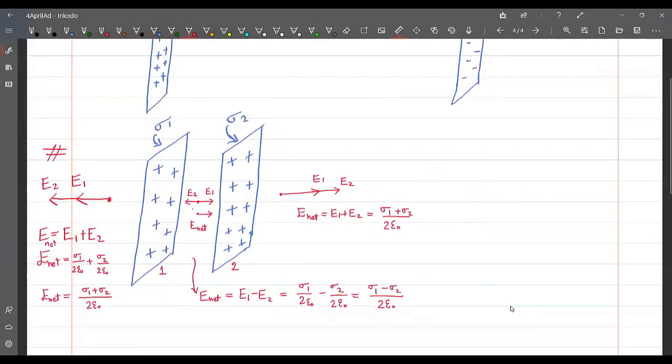This is when there are several regions of several plane sheets. If there's a third sheet again, you will keep on adding and subtracting depending upon the direction of electric field. Because this electric field does not depend on the distance, as it is an infinite plane sheet, you will just add up the electric fields with their directions.